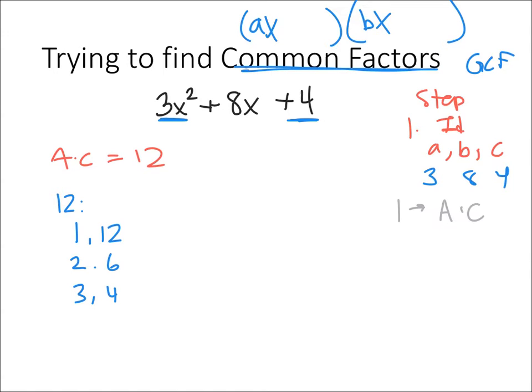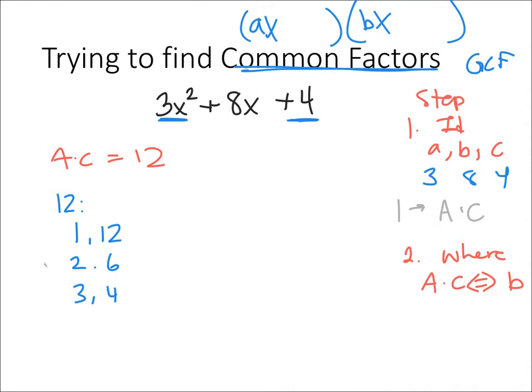Now what we need to do is look for the factor pair that gives us the value of B. Which of these 3 factor pairs is going to give us this middle term of 8? The only one that can do that is the 2 and 6.